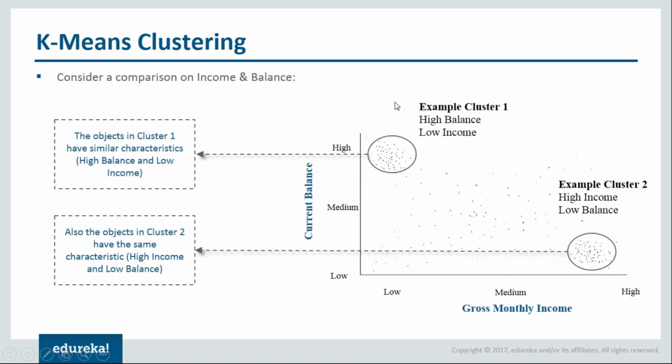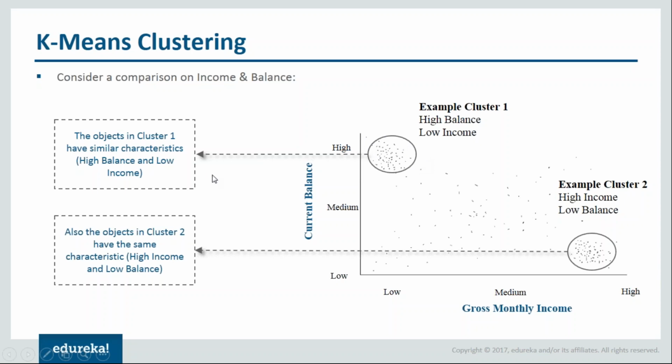So here is one more example. Let us consider a comparison on income and balance. In my x-axis, I have got the gross monthly income, and in the y-axis, I have got the current balance. So I want to cluster my data according to these two attributes. Here, this is my first cluster and this is my second cluster. This cluster indicates people who have got high income but low balance in their account. They spent a lot. And this cluster comprises the people who have got low income but high balance.